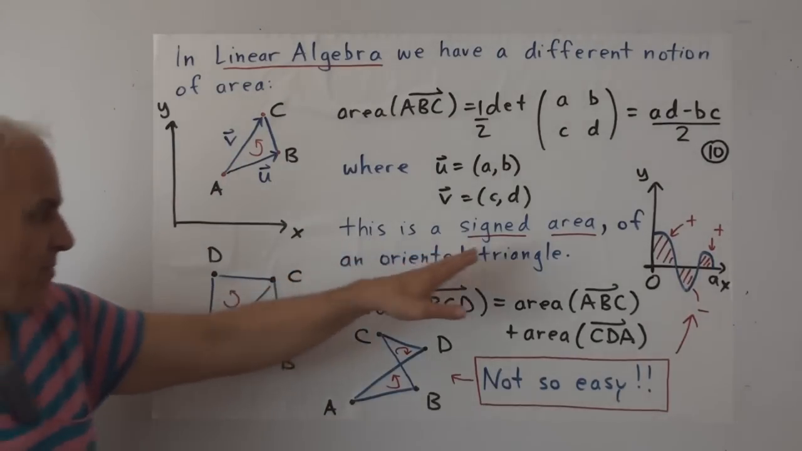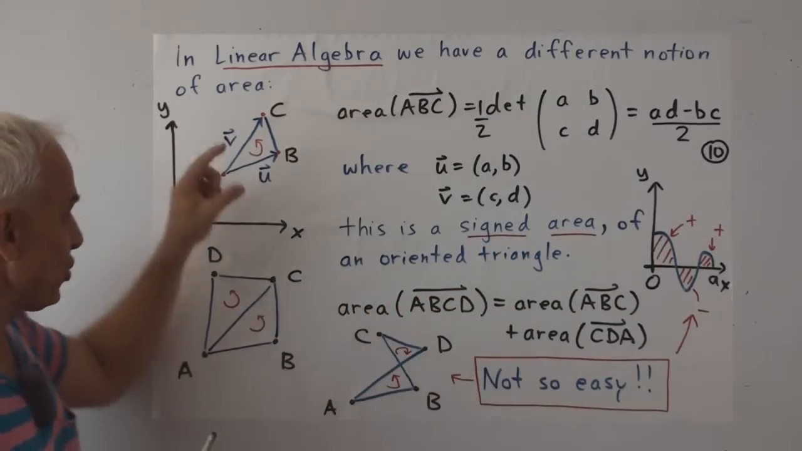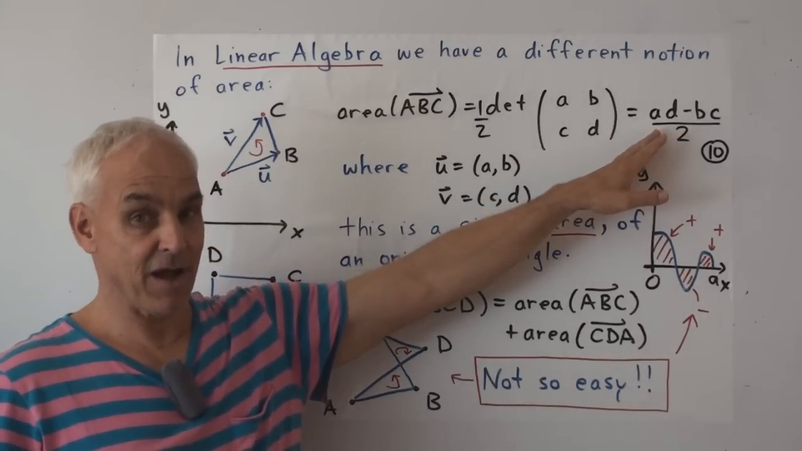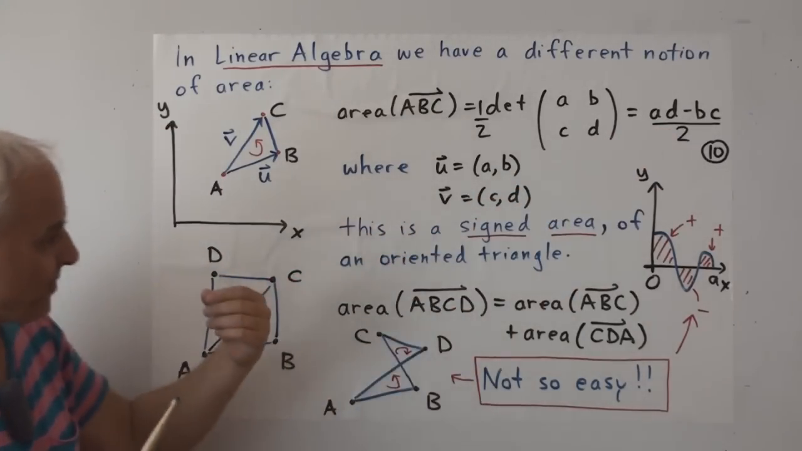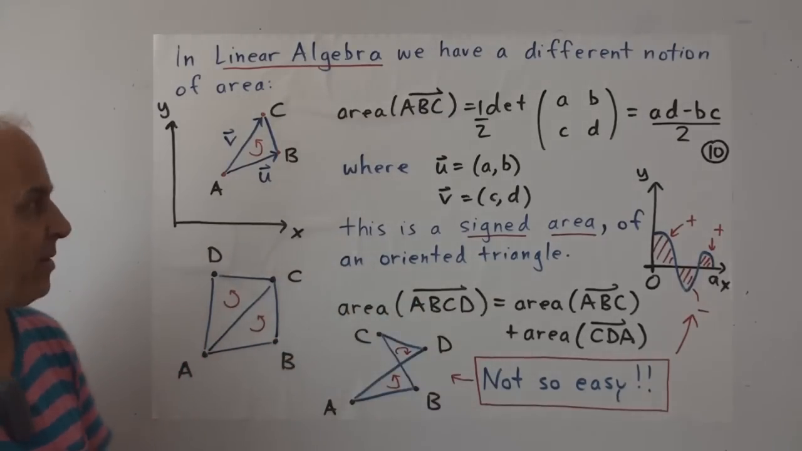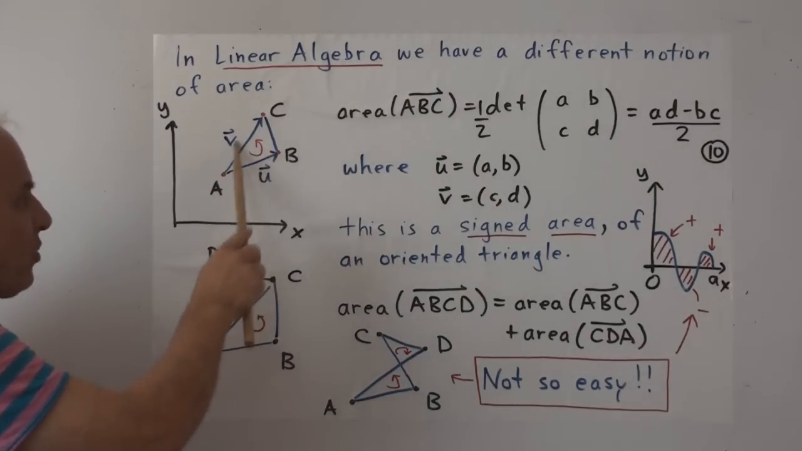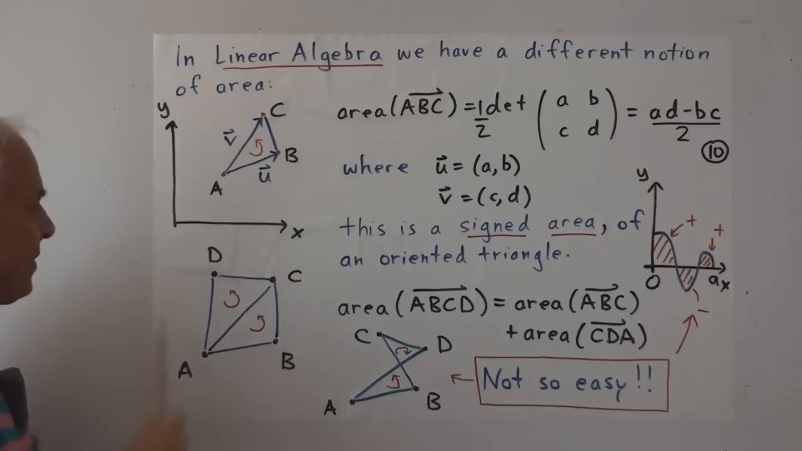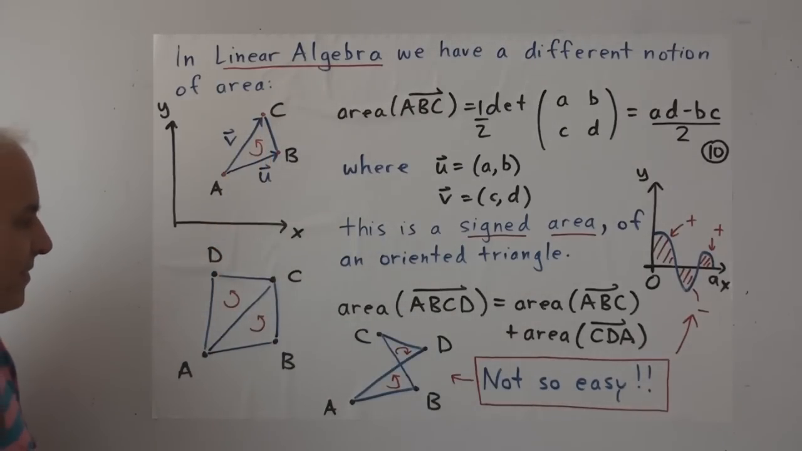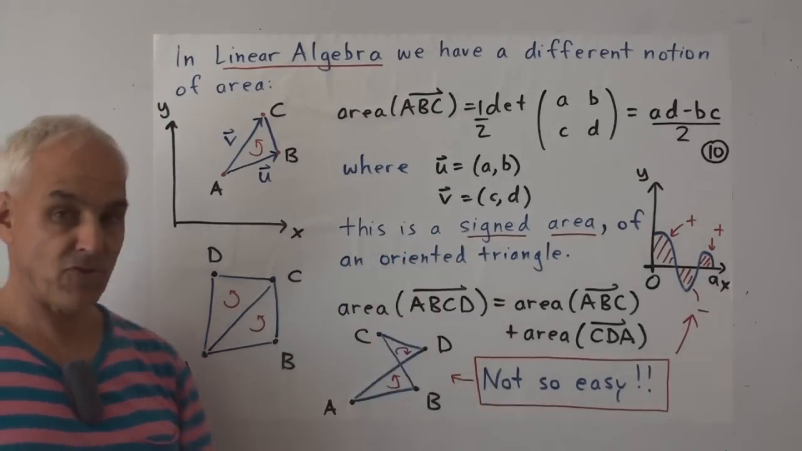It's actually a formula for the signed area rather than the area, because if you change the order of u and v, then the determinant changes sign. And so it's rather not the area of a triangle, but the area of an oriented triangle, which we might indicate by putting a little arrow here. So we're thinking about the triangle as having an orientation, whatever that means, ABC rather than ACB.